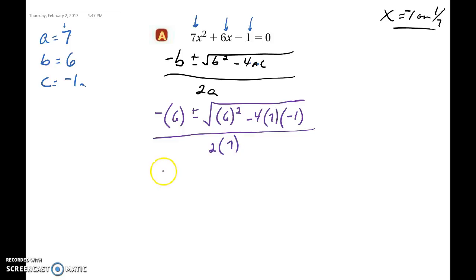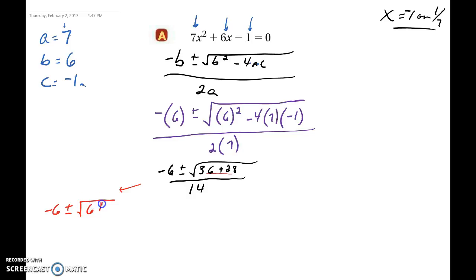All right, now from here, we'll just do the math. So we have the opposite of 6, so it's negative 6 plus or minus. Well, 6 squared is 36. Negative 4 times 7 is negative 28. Negative 28 times negative 1 is positive 28, all over top of 14. Now we'll combine inside of our radical, so 36 plus 28. That will give me negative 6 plus or minus the square root of 64, all over top of 14.